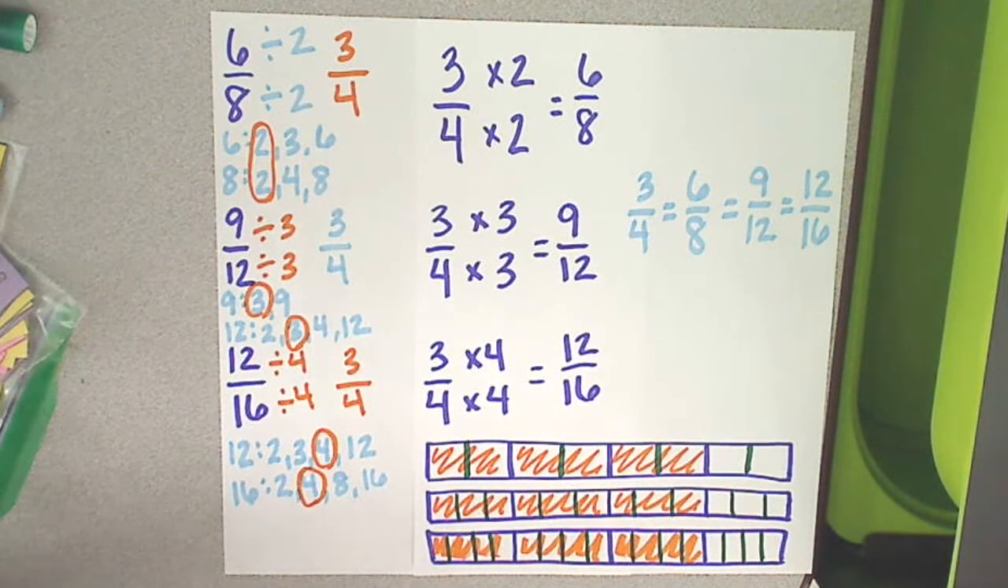So this is how you can use multiplication and division to create equivalent fractions. Fractions that have the same value, but just are written differently.